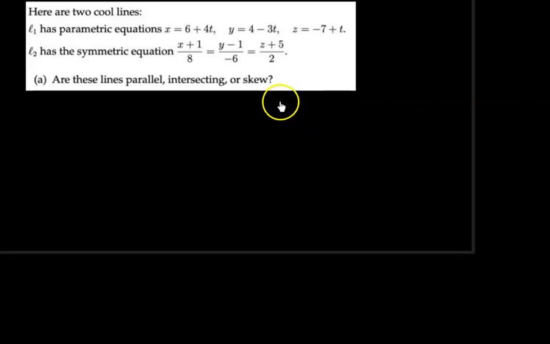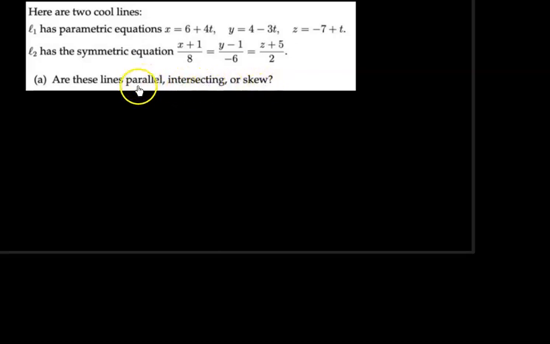Hello students, in this problem we are given two lines. Line L1 is given in parametric form, line L2 is given in symmetric form, and we need to check whether these lines are parallel, intersecting or skew lines.